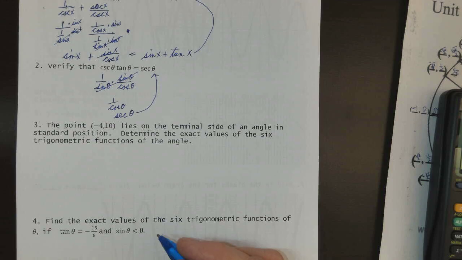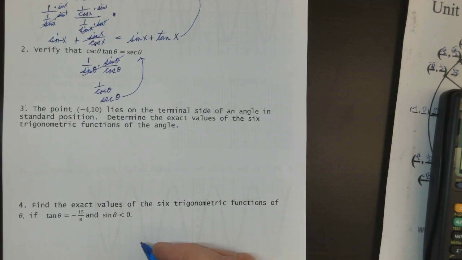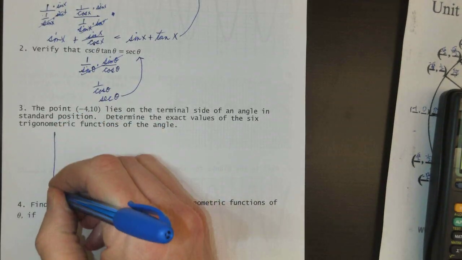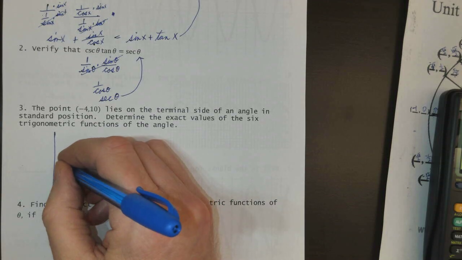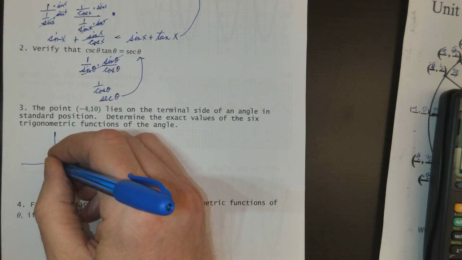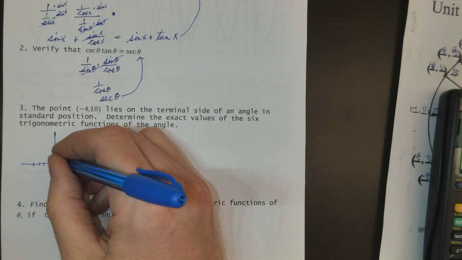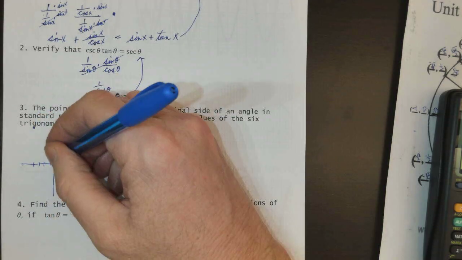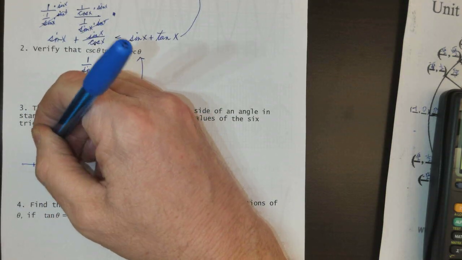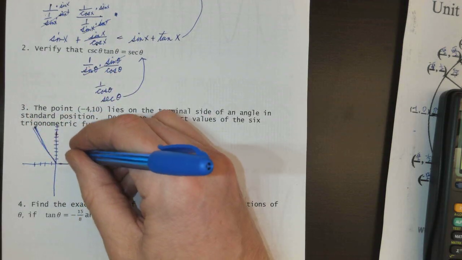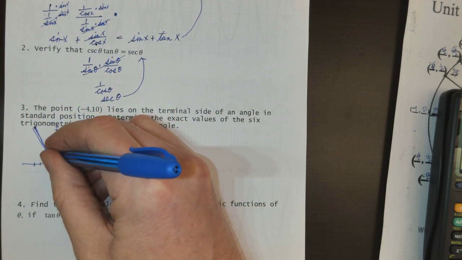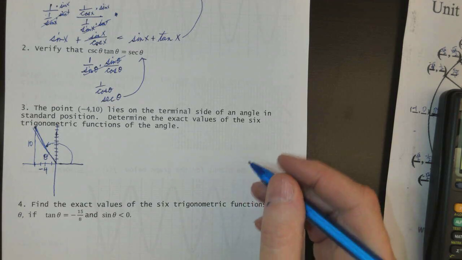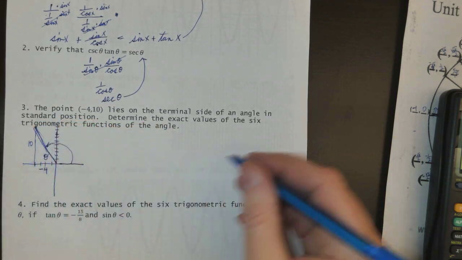Now number 3, the point (10, negative 4) lies on the terminal side of an angle. So let's draw that. Negative 4, 10: 1, 2, 3, 4, and 1, 2, 3, 4, 5, 6, 7, 8, 9, 10. The point is here. All right, so this is the angle we're talking about. This angle here, theta prime, will give us all the things we need. That's 10, that's negative 4. I need to figure out r, the hypotenuse here.